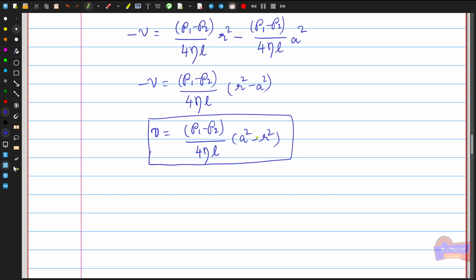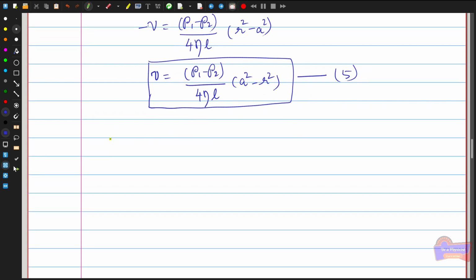So if you put r equal to 0, you get the maximum velocity, but then the radius dependence is a parabolic equation. So this is the velocity of the liquid flowing through the capillary tube. Suppose we take this as equation 5. Using this equation, you can easily calculate the volume of the liquid that is flowing per second through the capillary tube, or through the shell.